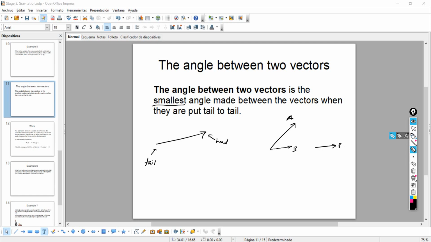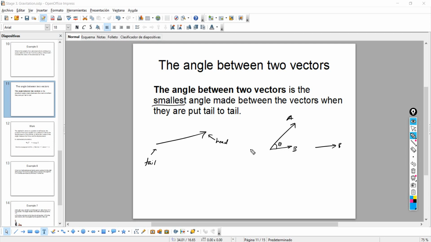Can you see? Okay, so now the angle between A and B is this angle in here, and it's often represented by theta. I believe that you already know the name of this letter because of your studies in mathematics. This letter is a Greek letter called theta. And this is what we understand by the angle between vector A and vector B.